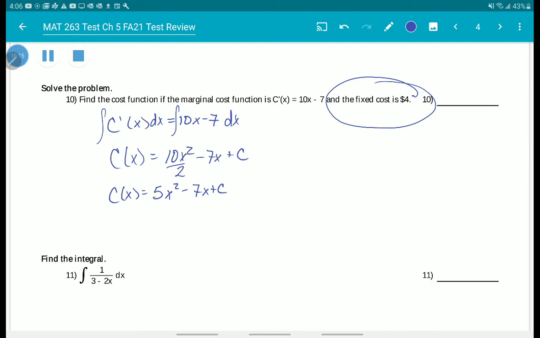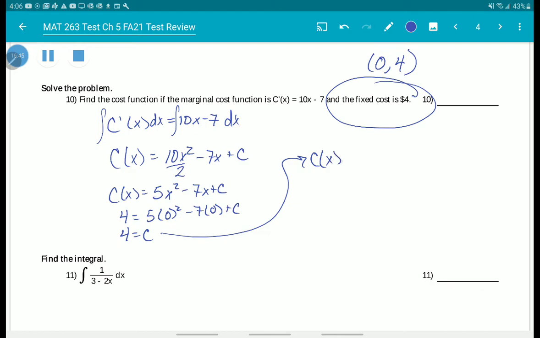So remember what the fixed costs are. The fixed costs happen when you don't sell anything. What's your cost going to be? In this case, our cost would be 4 if we don't sell any items. And I'm assuming x represents selling so many items. So we can substitute that information in, and we'll be able to find c. And 4 is going to be c. So our final answer, our cost function, is going to be 5x squared minus 7x plus 4.